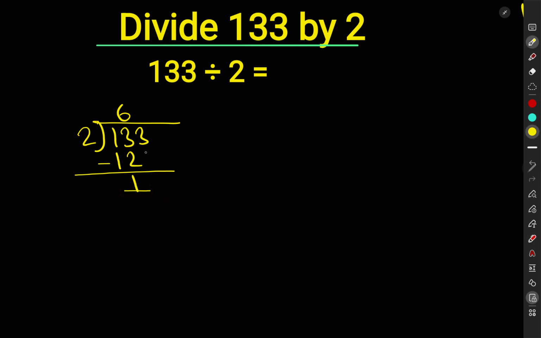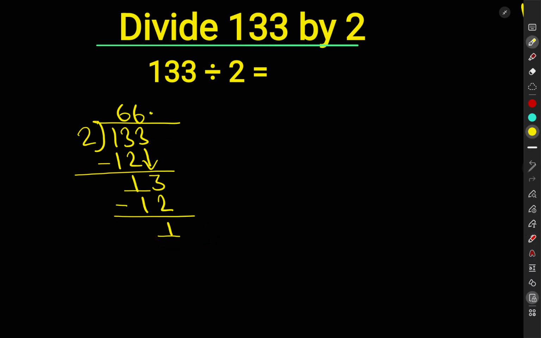So now this 1 is less than 2, so we bring down the number beside this, 3. So now it became 13. So 2 times 6 means 12. On subtracting we get 1. So again this 1 is less than 2 and there is also no other number beside.